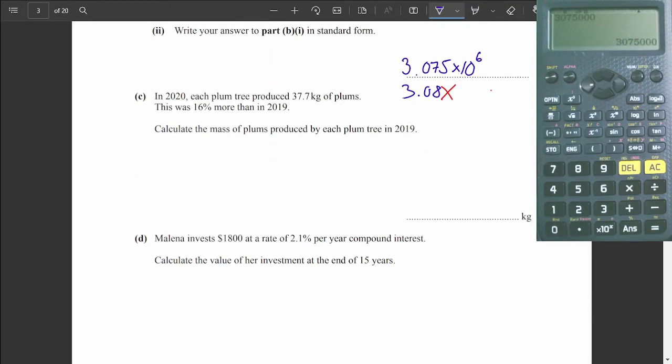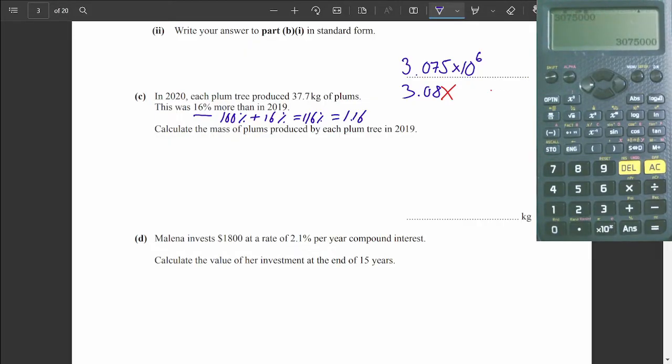Question C. In 2020, each plum tree produced 37.7 kilograms of plums. This was 16% more. So now we're moving back in time. Okay. So, first of all, 16% more. Whenever you increase something by 16%, it is always the same calculation. You take 100%, you increase it by 16%, you'll end up with 116%, or as a multiplier, that's 1.16.